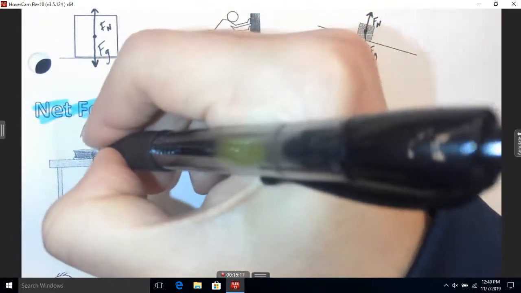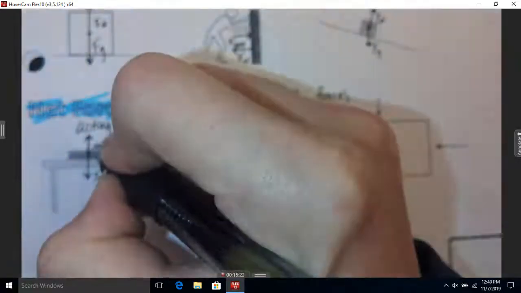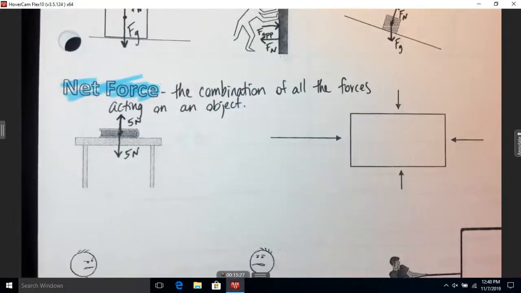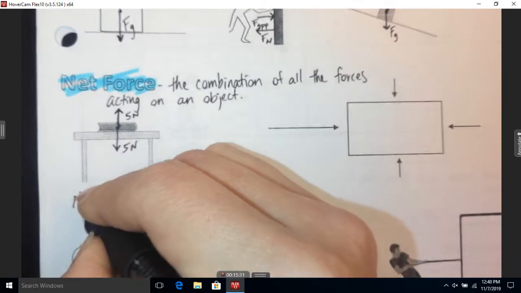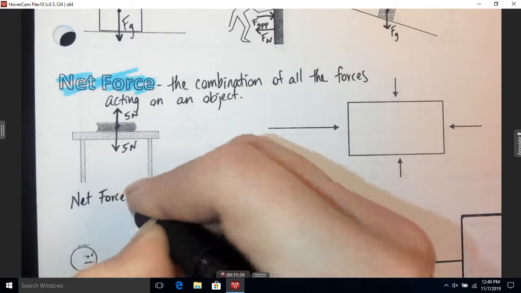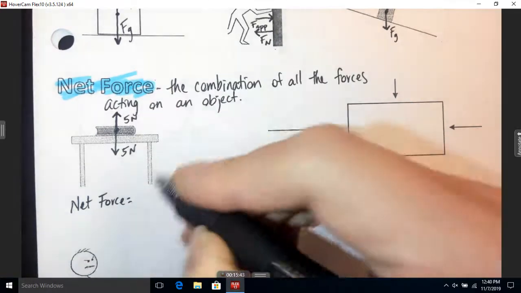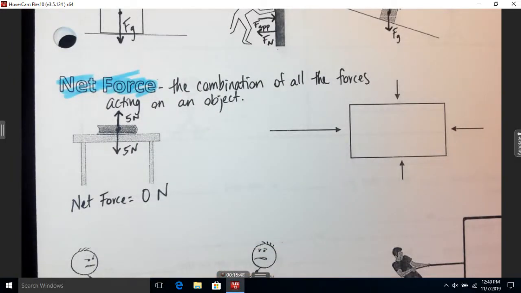And the normal force is pushing up on the book with 5 newtons of force. So it's equal, that's why it's the same. The net force is the total force on the book. No, they're in opposite directions. So it's 0 newtons. That's not the word, that is the number 0 with the symbol for newtons.